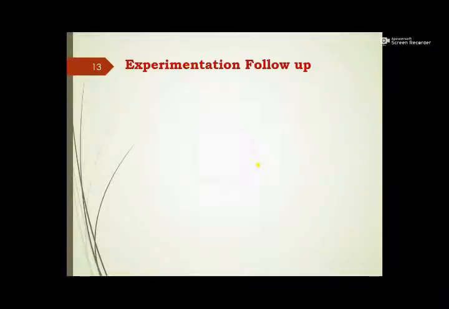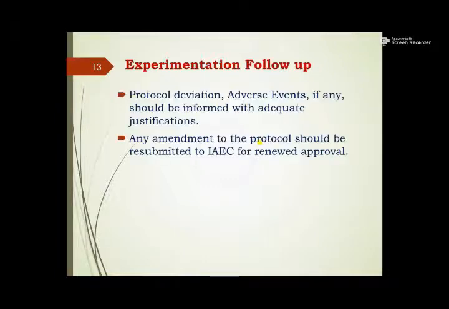Now next is experimentation follow-up. So during the experiment, what observations you have to take or follow-up you have to keep. Protocol deviation or adverse events, if any, should be informed with adequate justification. If any adverse effects are there, if any protocol deviations are there, you have to inform the IAC.